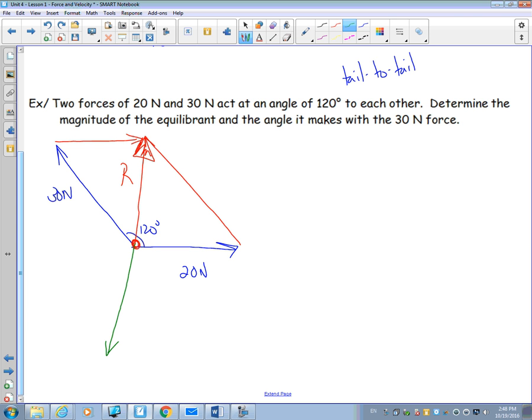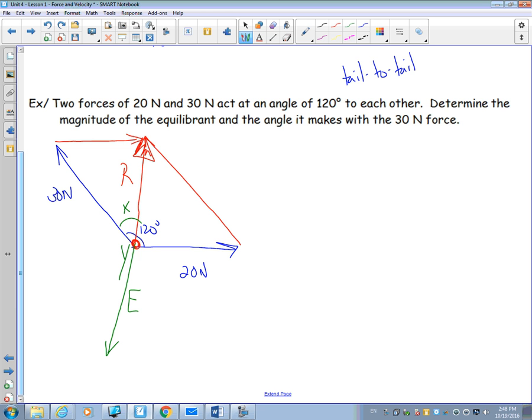The question asks us to figure out the magnitude of this. Call this E. Well, the magnitude of E is the same as the magnitude of R. And it also asks us to figure out the angle it makes with the 30 Newton force. So if I can figure out this angle, then I can figure out that angle, because together they make 180 degrees. So if I want to figure out the magnitude of an equilibriant, I have to think about the resultant.